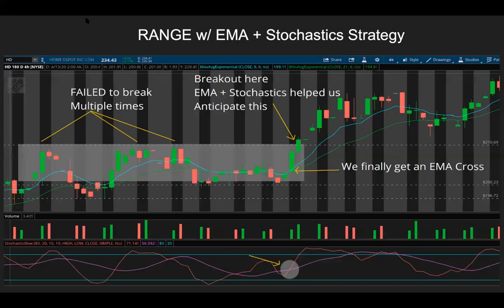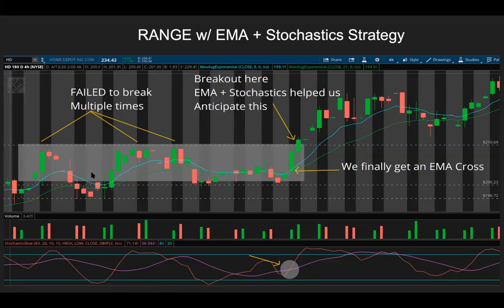Range with EMA plus the stochastic strategy. This is when you use the stochastic. So look, you failed to break multiple times. Here, here, here. Then you have the stochastics moving up. Boom, you have the crossover happening. Boom, you have the breakout of the range up here. The breakout of the range, right?